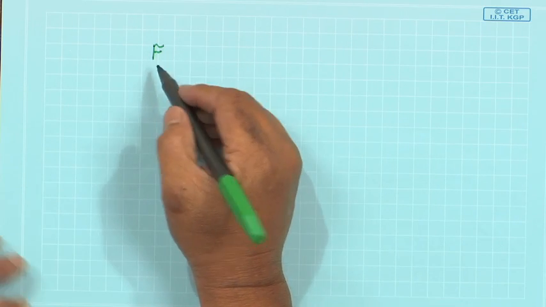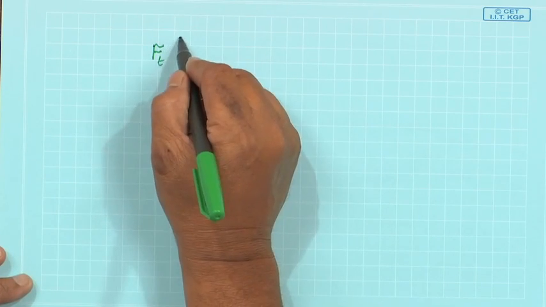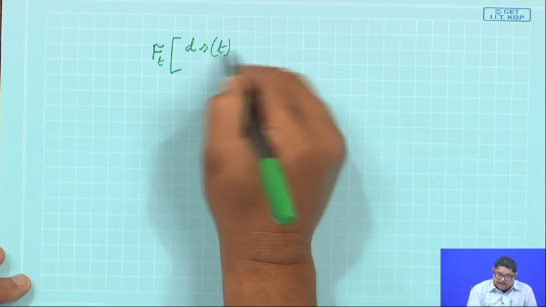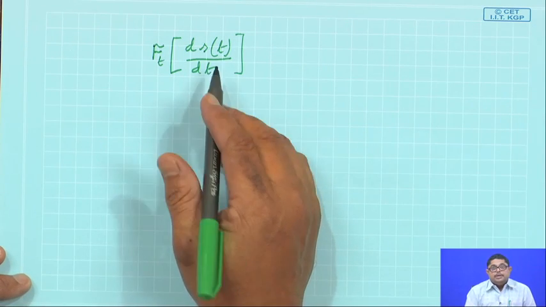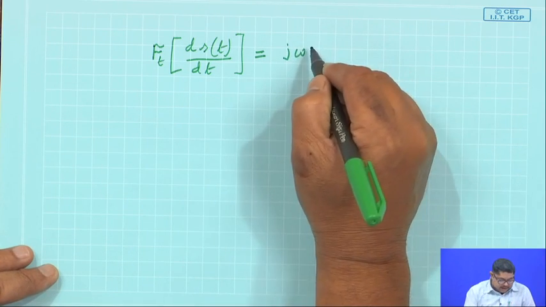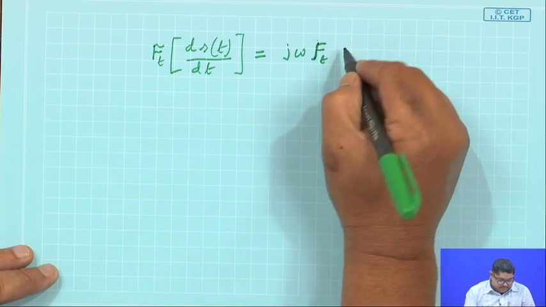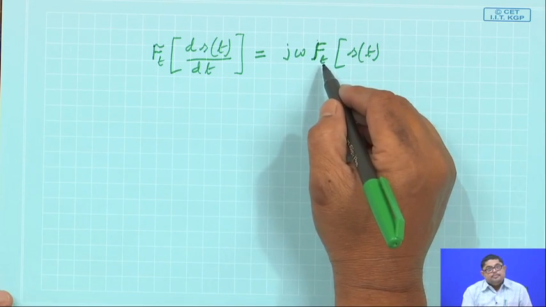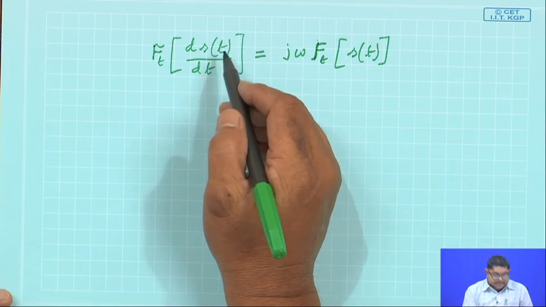Suppose the Fourier transform f t, I am writing it as an operator, a time Fourier transform operator. Suppose I have a time function s t. What is the Fourier transform of the derivative of s t? That we know is j omega times the Fourier transform of s t, that means j omega times the Fourier transform of the signal s t.